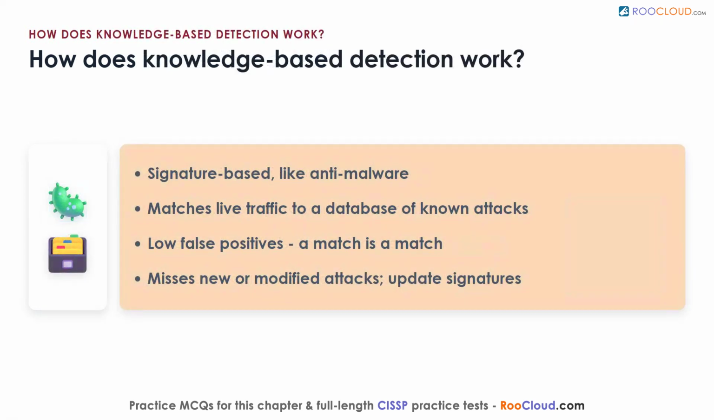How does knowledge-based detection spot attacks? This is the most common method, and it works from signatures, much like anti-malware. The vendor maintains a database of known attack patterns, and the system matches live traffic against it. Find a match, and it raises an alert. The big advantage is a low false positive rate, because a match is a match. The big weakness is that it only catches what it already knows. A brand new attack, or even a lightly modified old one, can slip right past. And just like anti-malware, the signature database must be updated constantly to stay useful.